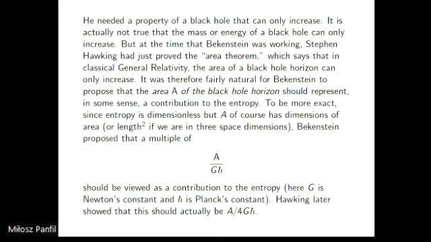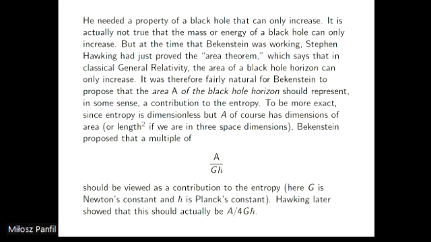It's not true the mass can only increase, but at the time Bekenstein was working, Stephen Hawking had just proved the area theorem that says that in classical gravity, the area of a black hole horizon can only increase. So it was fairly natural for Bekenstein to propose that the area A of the black hole horizon should in some sense be a contribution to the entropy.